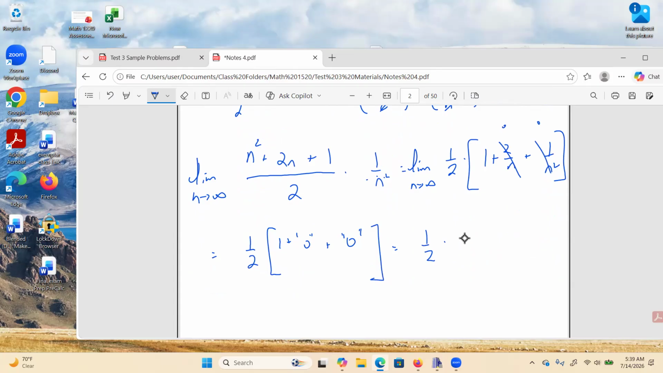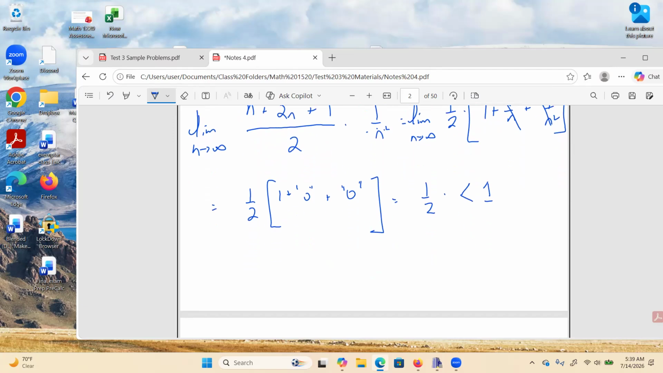1/2 is smaller than 1. So we know that this series converges, and we'll say it converges absolutely by the ratio test. The series converges absolutely by the ratio test. And that's pretty much how you do a problem like that.